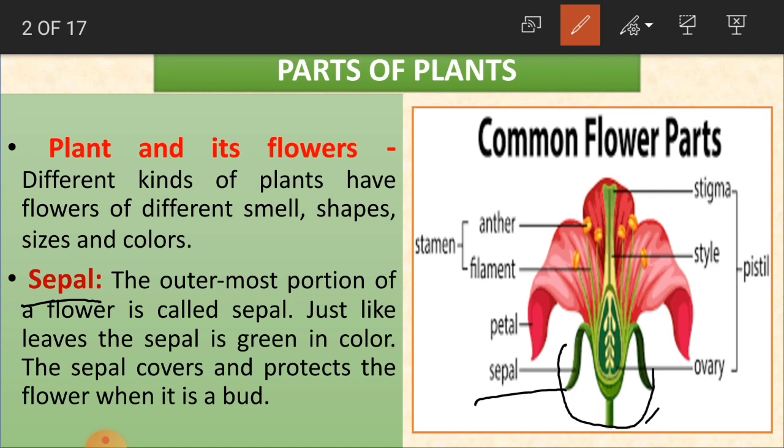The sepal covers and protects the flower when it is a bud. So what does the sepal do? It covers and protects the flower when it is a bud. As I said, first we'll have a bud and then from that bud we'll get the flower. And this sepal is going to cover and protect the flower when it is a bud. Understood children? What is a sepal? It is the outermost portion of a flower.